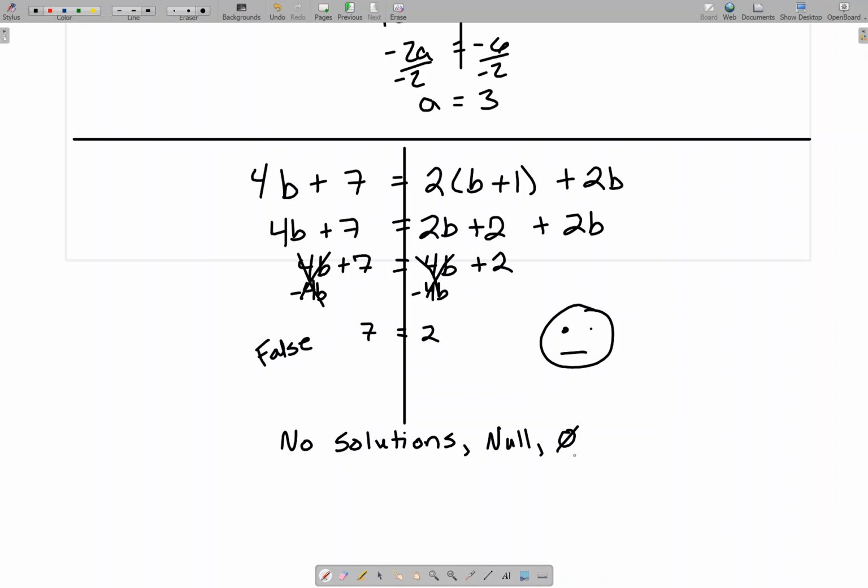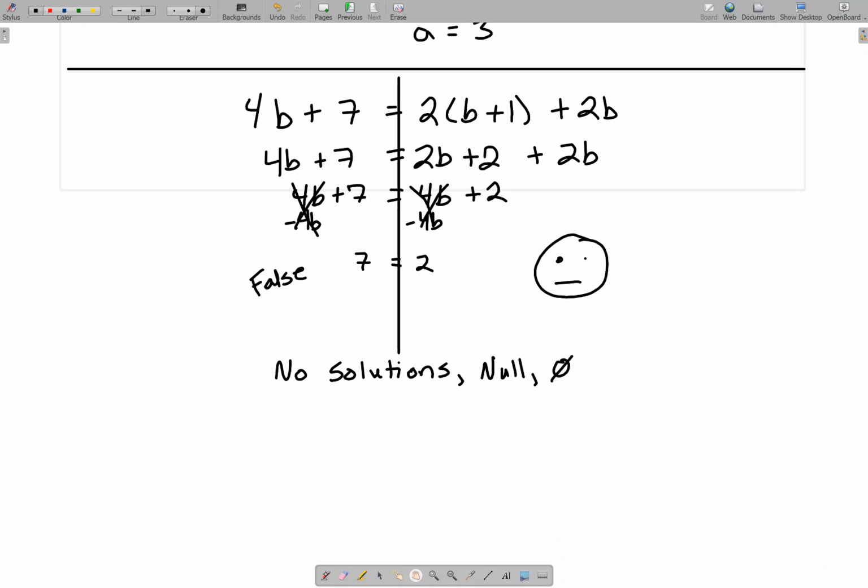Now if we had gone through all of this and we ended up with something that was true, like let's say 7 equal to 7, then instead of being no solutions, it's infinitely many solutions. And you can abbreviate that by calling it the identity, or ID, or you can abbreviate it even further by using the infinity symbol.